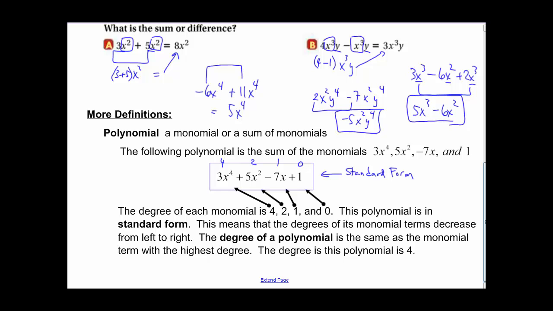And then we can name the degree of the polynomial based off the highest degree of a monomial. Once it's in standard form, the degrees of its monomials decrease from left to right. The degree of the polynomial is the same as the monomial with the highest degree. So since the degree of the highest term is 4, we know the degree of the polynomial is 4. So it's a 4th degree polynomial.